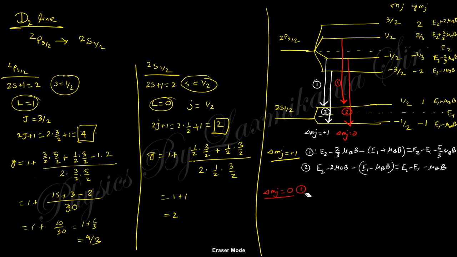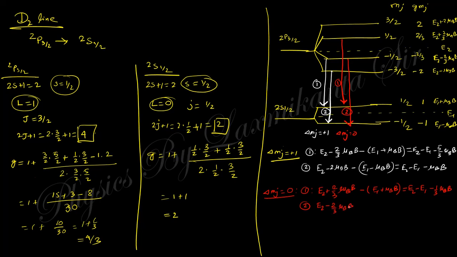For one, the energy gap is E2 plus 2/3 mu B minus E1 plus mu B B. What is the difference? E2 minus E1, and this 2/3 minus 1, that is minus 1/3 mu B B.